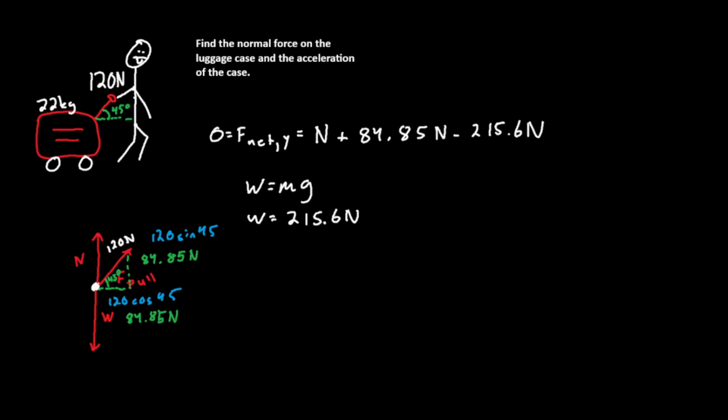And what we can actually do is solve for the normal force here. Since we stated before, the luggage case is not accelerating in any direction, up or down, the net y force is equal to 0. So the total forces in the y direction are all equal to 0.